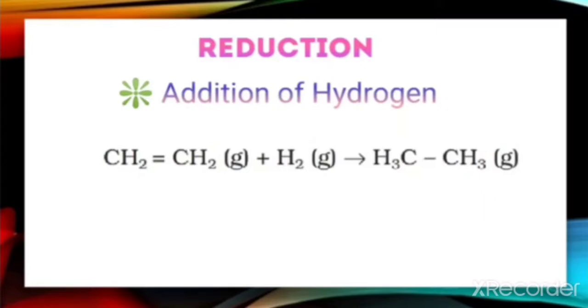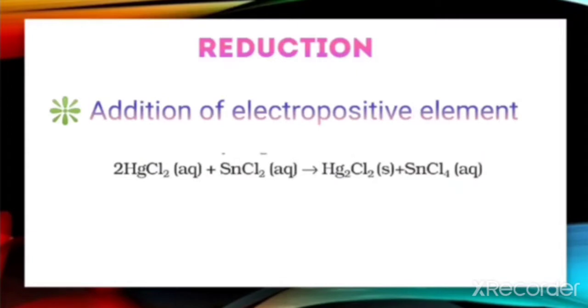And reduction can also be defined as addition of electropositive element. In this reaction, there is an addition of electropositive element taking place. That is Hg. Cl2 is converted into Hg2Cl2. That means addition of electropositive element shows the reaction is reduction.